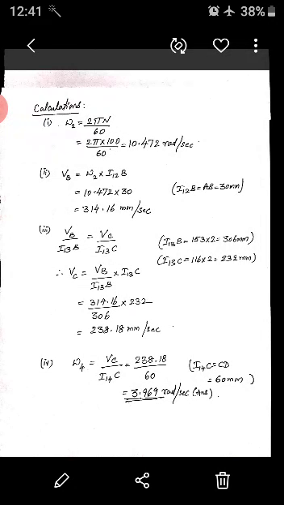Put it in the formula, and you will get Vc equal to 238.18 mm per second. Why did you get the units as mm per second? Because the dimensions are in mm. I12B is 30 mm. Is it clear now? Because the dimensions are in mm, the units also come as mm per second.